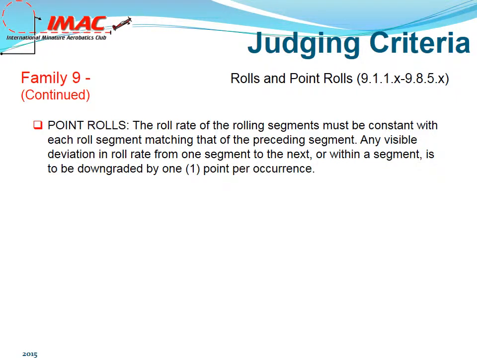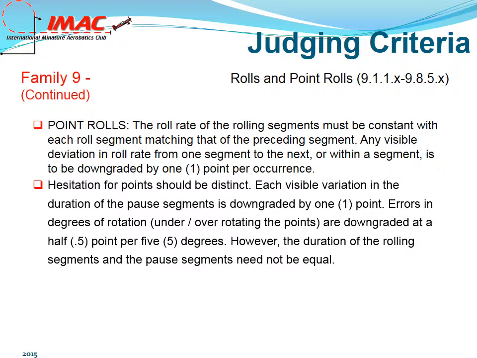Point rolls. The roll rate of the rolling segments must be constant, with each roll segment matching that of the preceding segment. Any visible deviation in roll rate from one segment to the next, or within a segment, is to be downgraded by 1 point per occurrence. Hesitation for points should be distinct. Each visible variation in the duration of the pause segments is downgraded by 1 point.